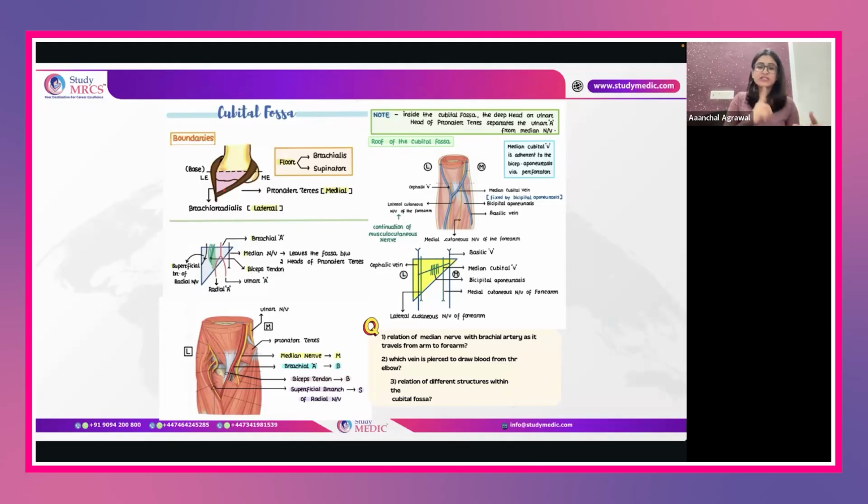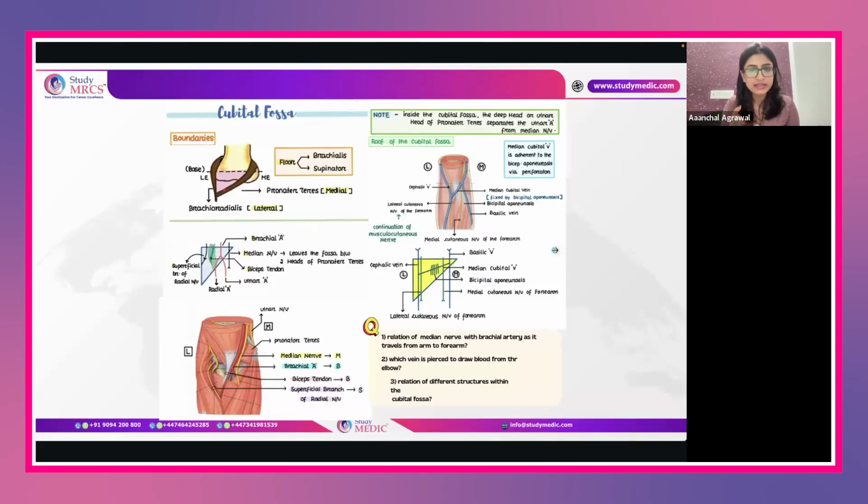Okay, we have seen the boundaries, we have seen the content. What is its anatomical significance? When we draw blood, that venous sampling, we usually take the blood from which vein? That is the median cubital vein. What is the reason that we take the sample from this vein? There are two reasons. First, it is superficial, so it is easy to access. Second, it has support.